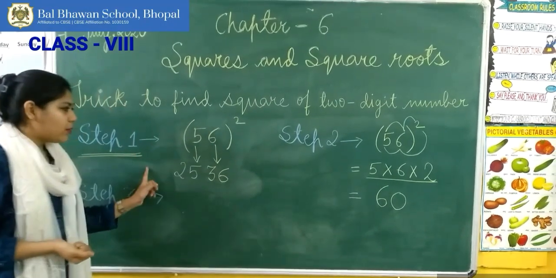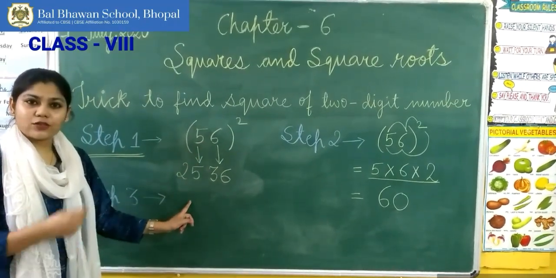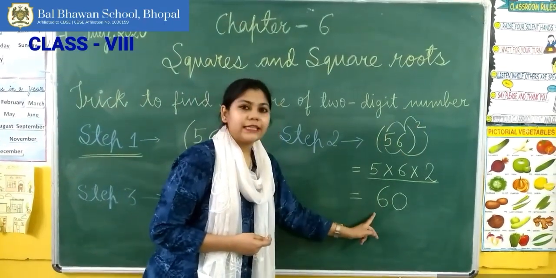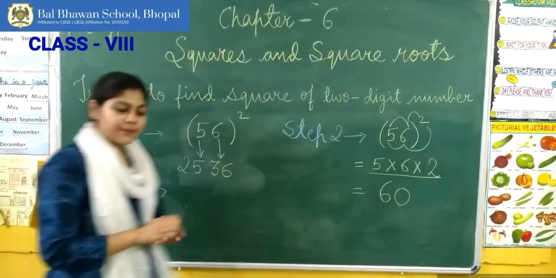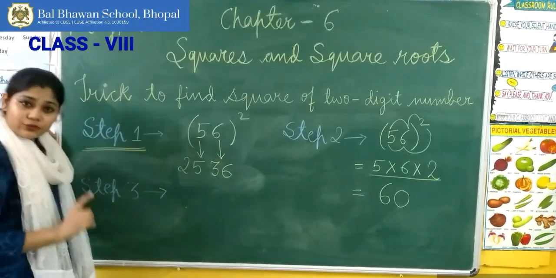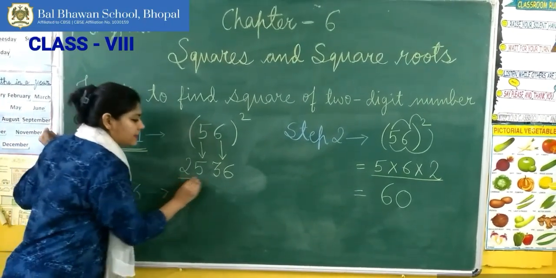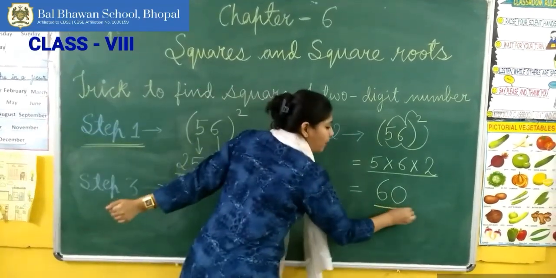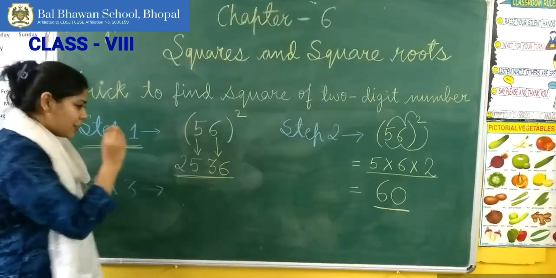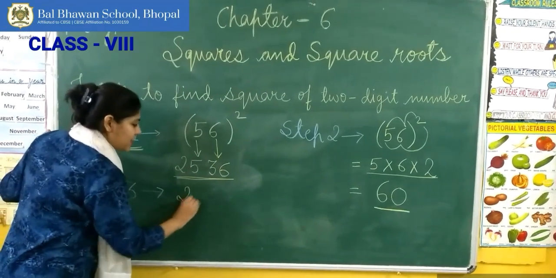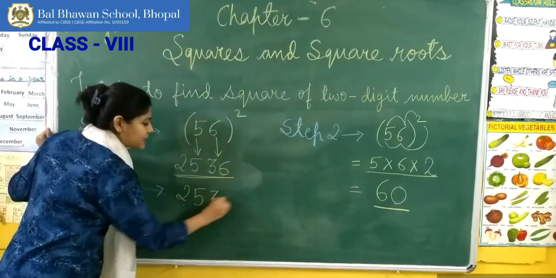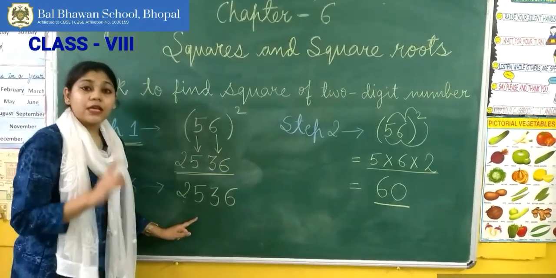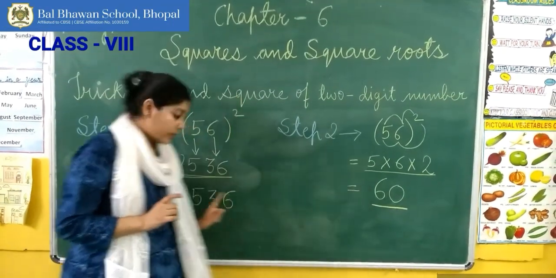So step number 1, we calculated the squares of each digit separately. Step number 2, we found the product of all these 3 numbers. 2 steps are complete. Now in step number 3, we are going to add the value obtained in step 1 and the value obtained in step number 2. So now let's add. It is 25, 36. This is 2536. This complete number. Now we are going to add 60 to it.